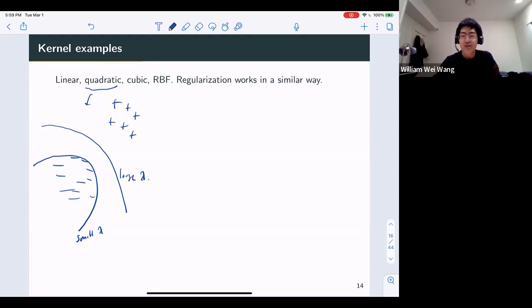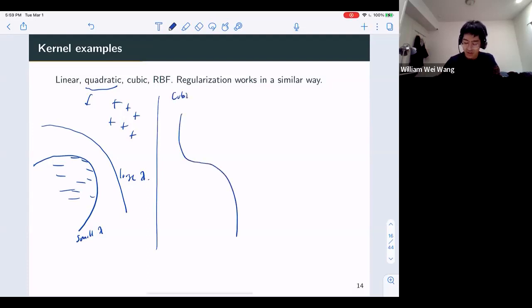You can do similar things with cubic. Here, cubic would let you fit decision boundaries of this form. So if you have data over here, and then over here, you can't fit this all with a line, but you can fit it with cubic. Marta, I see you have a question.